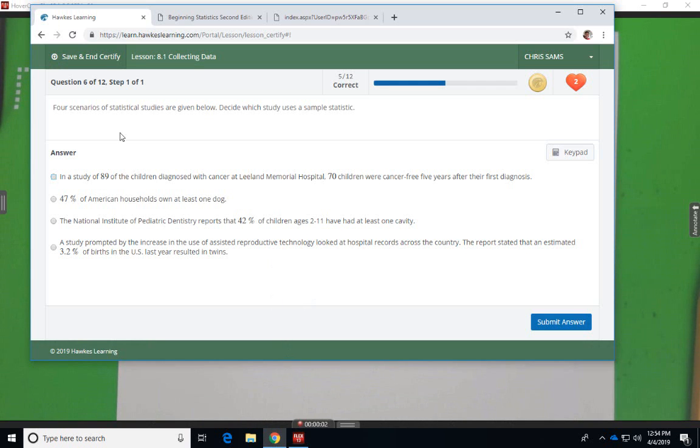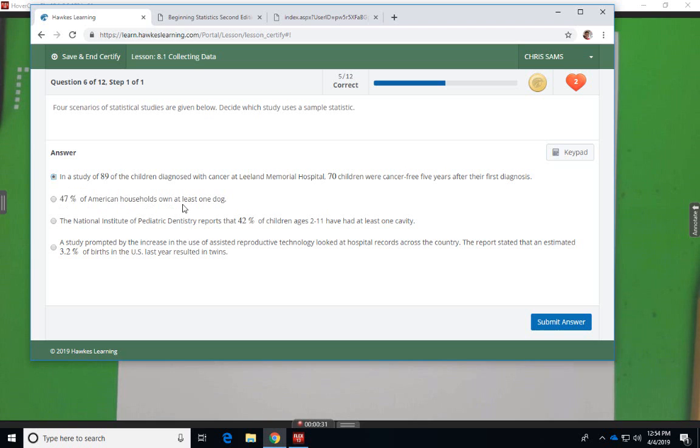Number six, four scenarios below, which study is a sample statistic? So very similar to the previous problem, 89 children diagnosed with cancer. So this time we're given a number here. At this hospital, 71 cancer-free 5 years after the first diagnosis. Looks like a sample.